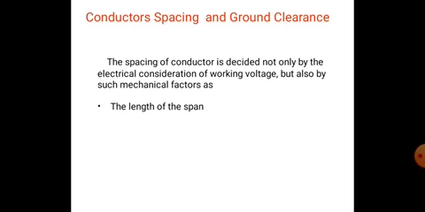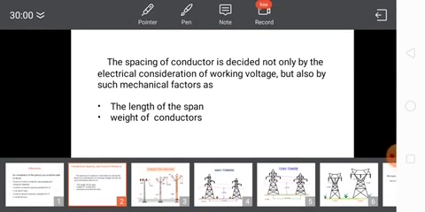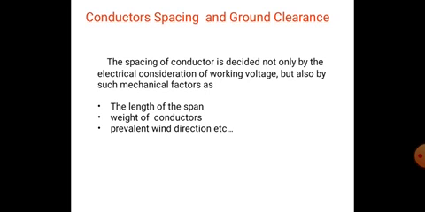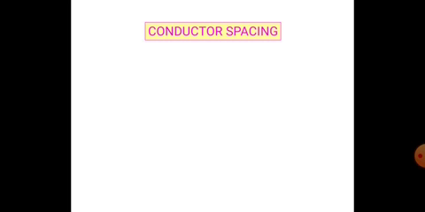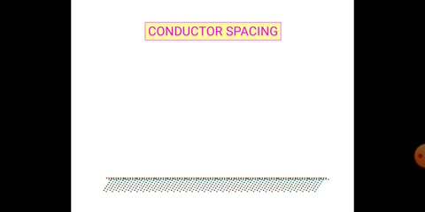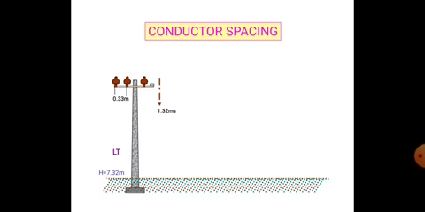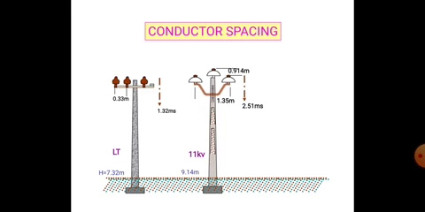The length of the span and weight of the conductors, prevalent wind direction, the conductor spacing. Here for low tension it is 7.32 meters, and the conductor spacing is 0.33 meters.